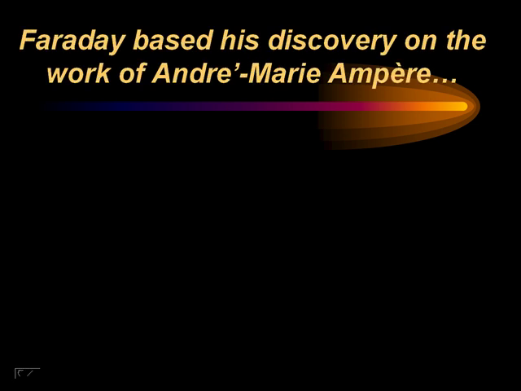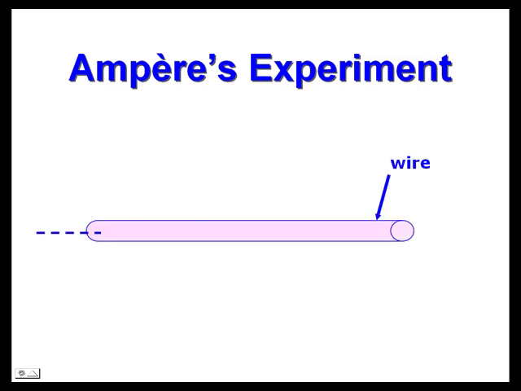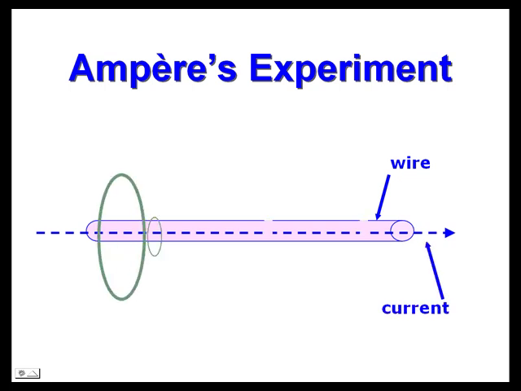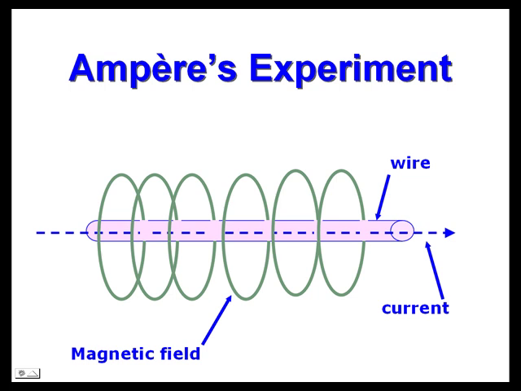Faraday based his discoveries on work that was done by André-Marie Ampère. Ampère demonstrated that an electric current flowing through a wire will create a magnetic field around that wire. This same principle works in reverse for electromagnetic induction.